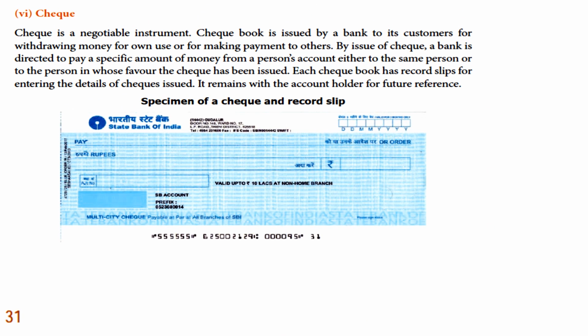page number 31, check. So check, you all know, right? Check is a negotiable instrument. Negotiable instrument means it is a signed document that promises you can pay a certain amount to certain persons. Checkbook is issued by a bank to its customers for withdrawing money for own use or for making payment to others. So the checkbook is issued by the bank. If you have a bank account, they will give you the checkbook and the recording slip.